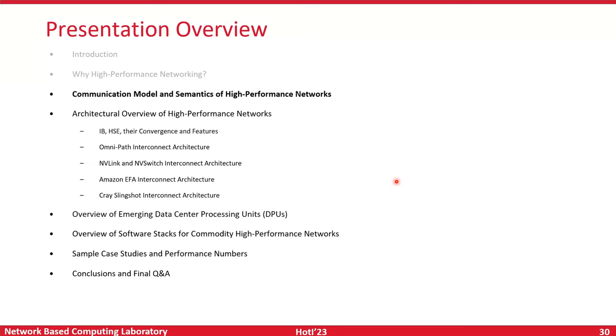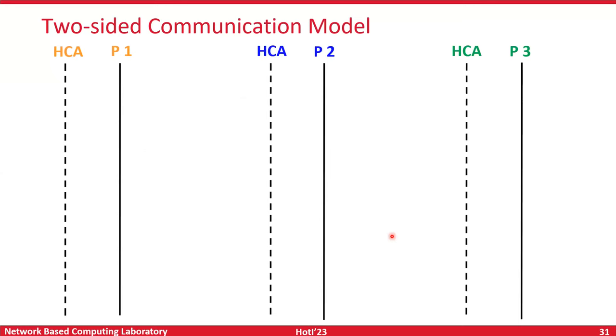So next, before we go and take a look at the systems, we'll try to understand this communication model and semantics, okay? This is a conceptual thing. First, we'll introduce the two-sided communication model. Let's say I have two servers, and I want to send data from here to there. The common one is two-sided. The next one we'll introduce is called one-sided. So what does two-sided mean? Take an example of something common, like email. Email is a two-sided model.